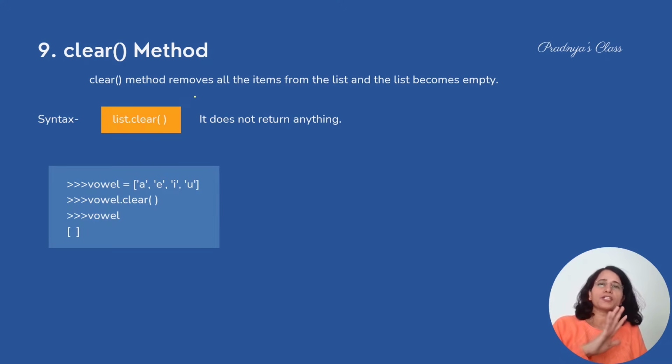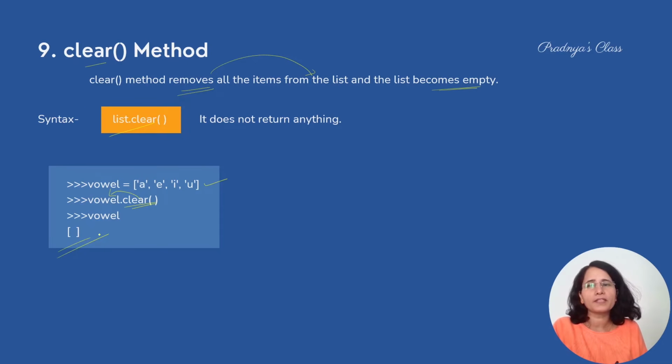Let's continue the discussion of the methods. One method is clear. Clear method removes all the elements from the list and the list will become empty. Consider one simple example. Here is a list of vowels. If I apply the clear method on the vowel, we are getting one empty list. So all the elements got deleted from the list.